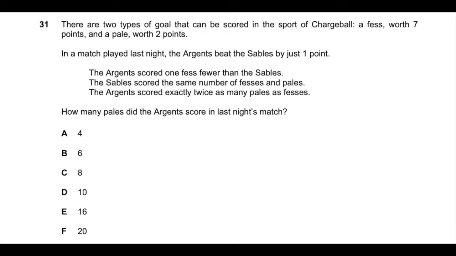Substituting in AF plus 1 for SF from the statement 1 equation gives 11 AF minus 9 times (AF plus 1) minus 1 equals 0. So 2 AF minus 10 equals 0, AF equals 5, AP equals 10. Therefore, option D is correct.